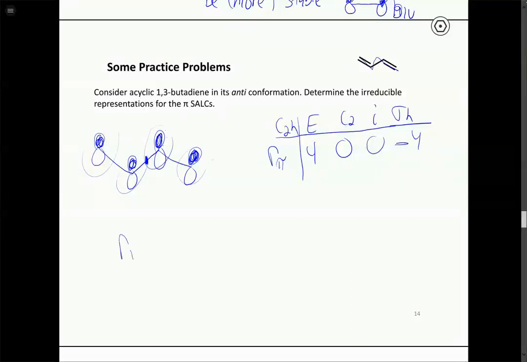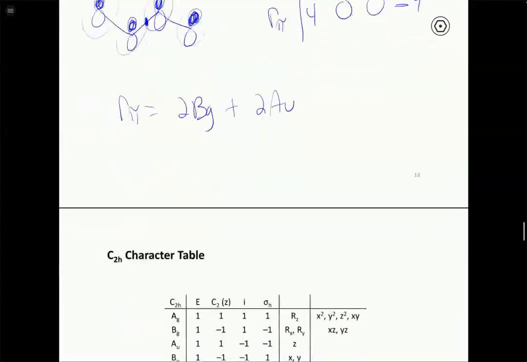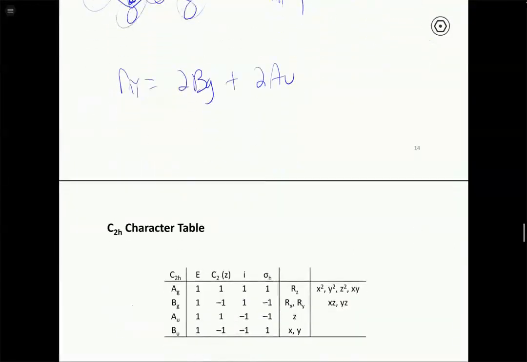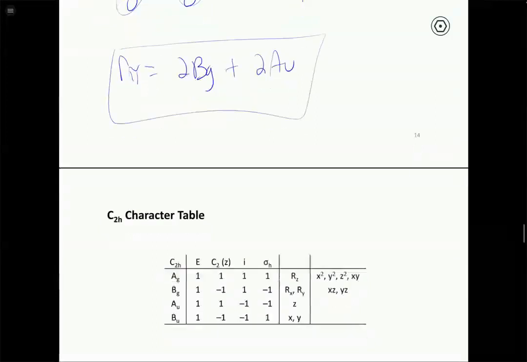So then if we reduce this representation, we get 2Bg plus 2Au. We'll use this character table to do that, but I'm not going to go through all the details. So you can verify that yourself.